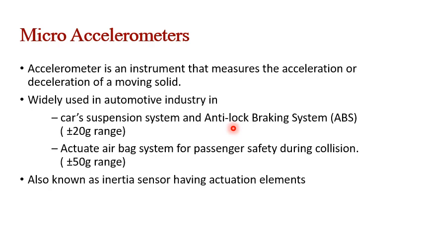system. They are in the range of plus or minus 2G, whereas the acceleration sensors which are used to actuate the airbag in case of a collision are in the range of plus or minus 50G. Here G stands for gravitational acceleration, which is 9.81 meters per second square. This kind of accelerometer is also known as an inertia sensor, which has certain actuation elements.